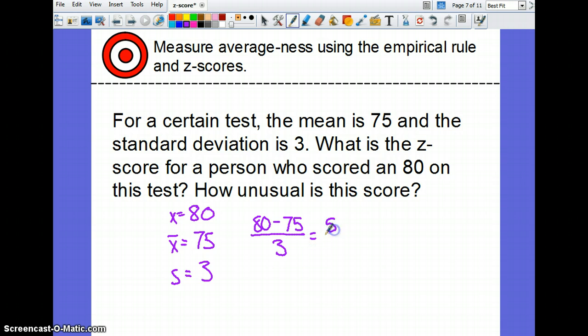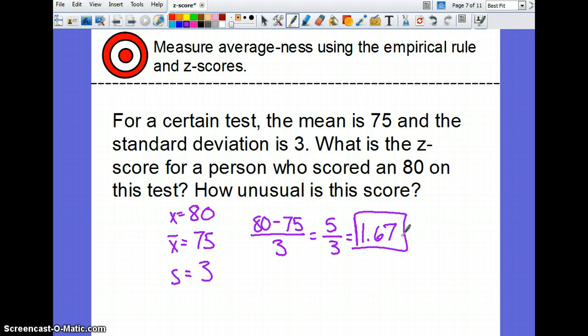And so let's see here, that's going to be 5 divided by 3, which equals, I need a calculator. And for these, go ahead and round to 2 decimal places as a rule. Okay. So 1.67. So that is my z-score. Okay. Remember that z-scores are basically the standard deviation. So this is saying that this data point is almost 2 standard deviations above the mean.